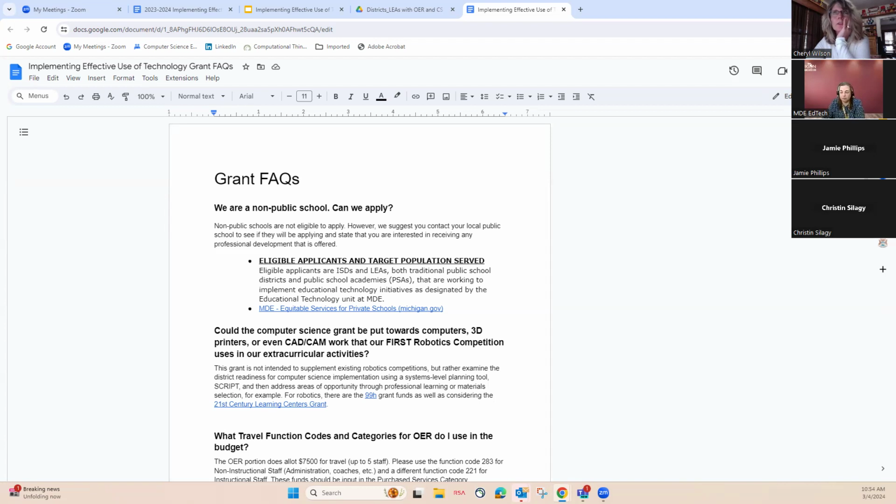Yes. If you only want to apply for OER, you really don't have to do the computer science portion of it. I don't think you have to answer both of those if you don't want to. You can answer one or the other, or do both. You can also get 3 years of OER money, and then say, now we're ready to get into the computer science stuff. Then you can do 3 years on the CS side as well.